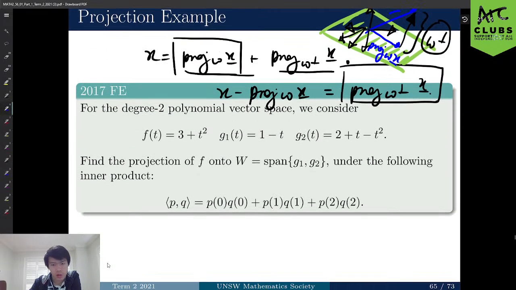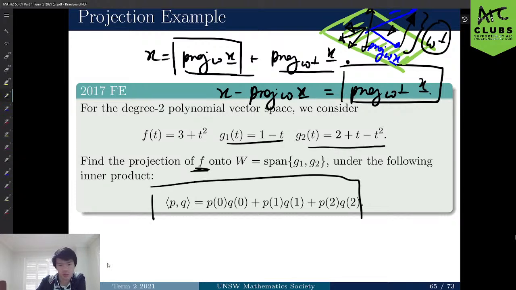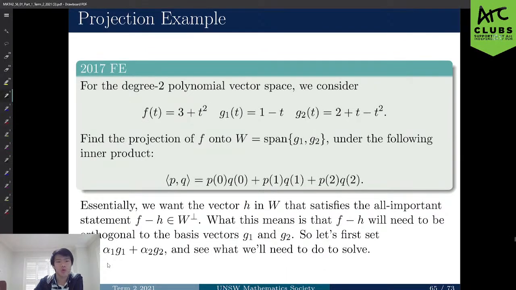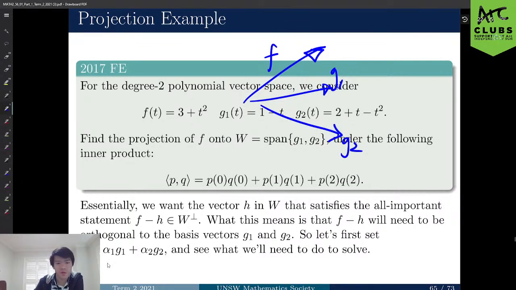So let's take an example here. We're finding the projection of a vector, f, onto W equals the span of these two things under a given inner product. We're talking about projections, which means that we are going to use our all-important statement here. So f is kind of like a polynomial, but we can still visualize it. This is like g1 and g2. What we want to do is find the projection of f onto this span. So this is going to be the projection of f onto W.